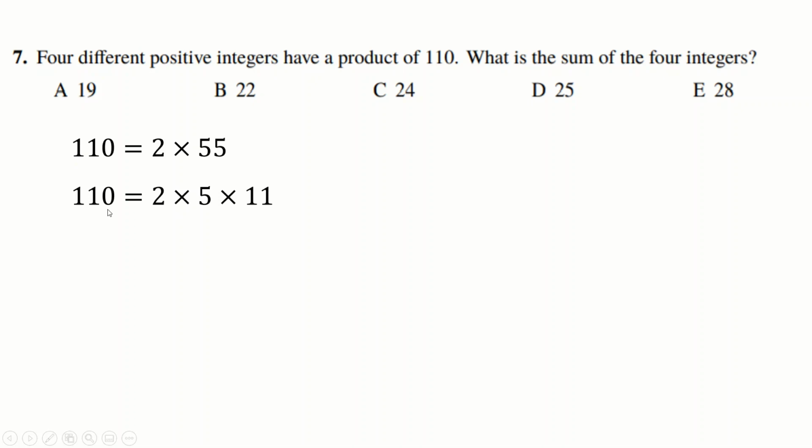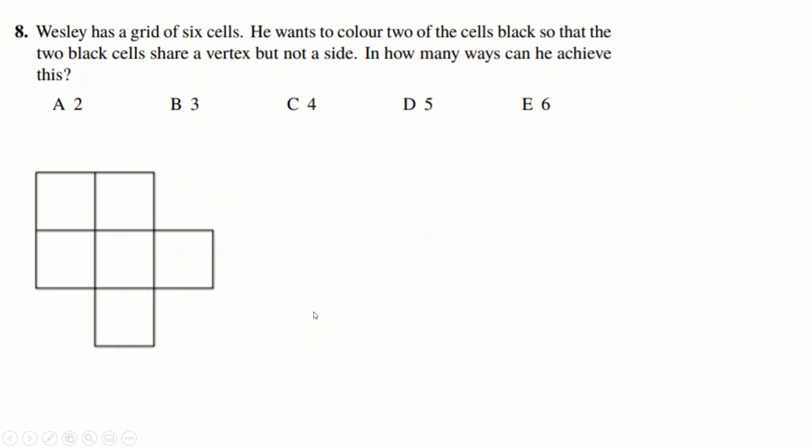How do I get 4 positive integers to do it? Well, I just also multiply by 1, right? Because why not? So these are the 4 positive integers. Add them up, and we get our answer of 7 plus 11 is 18, plus 1 is 19.